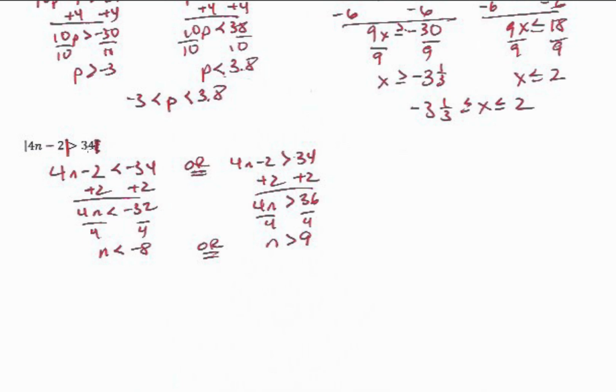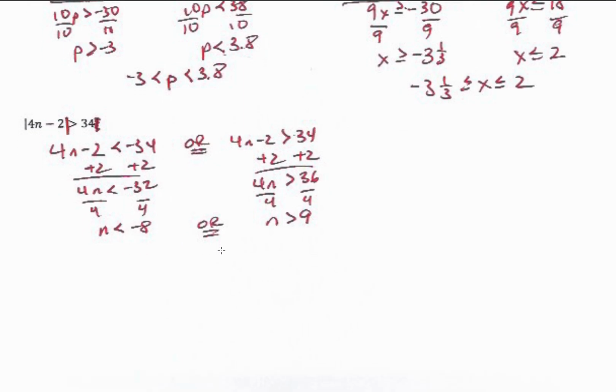Okay, last one, a greater than inequality. 4n minus 2 is going to be either less than negative 34, because it's going to go further away from 0. Add 2 to both sides, divide by 4, n is less than negative 8, or it could be greater than positive 34. Add 2, I get 36, divide by 4, and I get n is greater than 9. So n is less than negative 8 or n is greater than 9. There's no bounded interval in between. They just go in opposite directions away from 0.